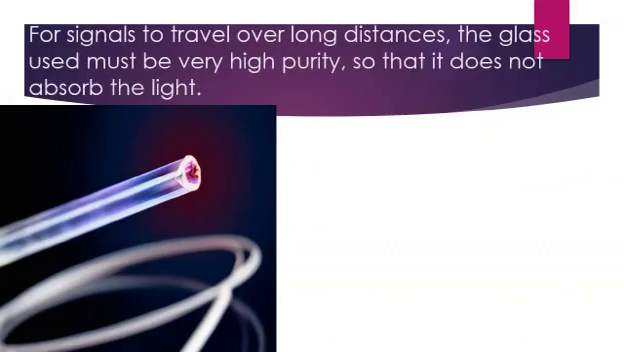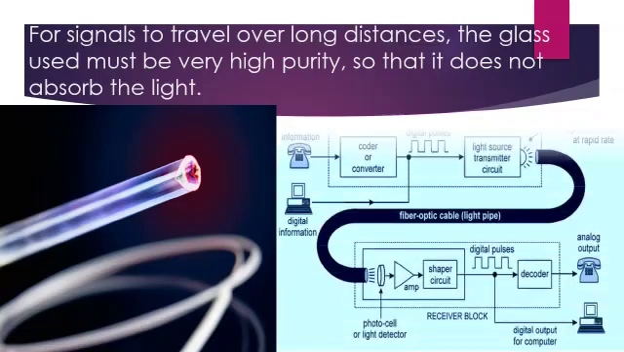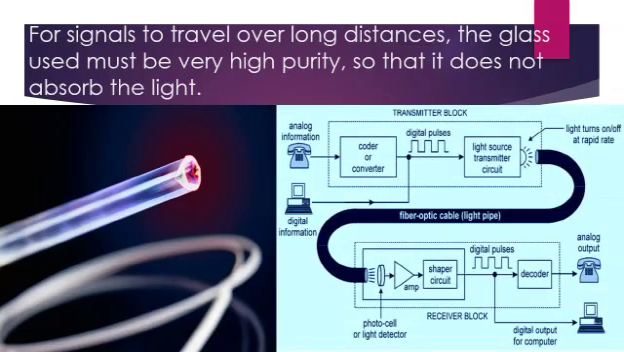For signals to travel over long distances, the glass used must be very high purity so that it does not absorb the light. Notice the use of the fiber optic cable to connect the transmitter block to the receiver block in a communication system.